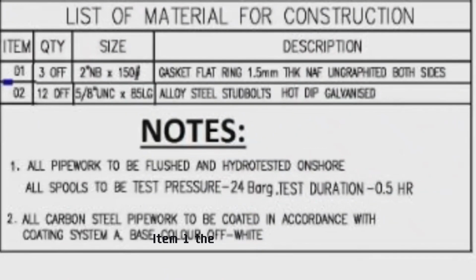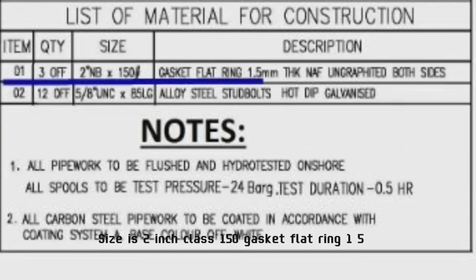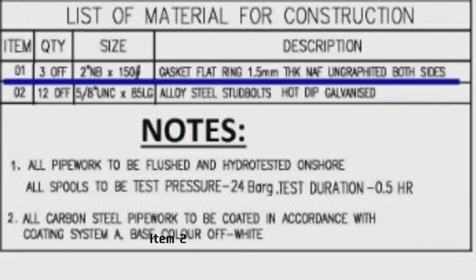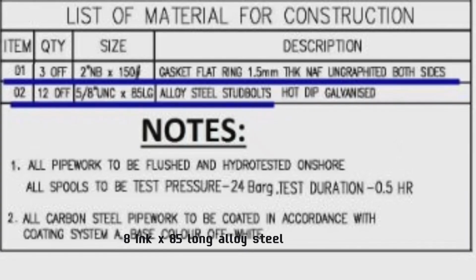Item 1: the quantity is 3 pieces, size is 2 inch, class 150, gasket, flat ring, 1.5 mm thickness, NAF, ungraphited both sides. Item 2: the quantity is 12 pieces, size is 5/8 inch x 85 long, alloy steel stud bolts, hot dip galvanized.